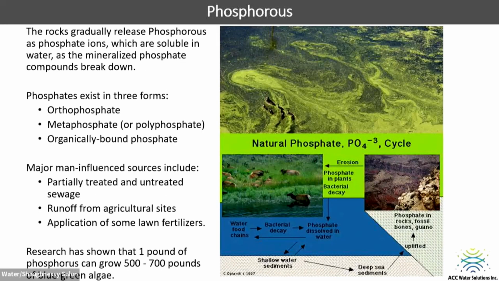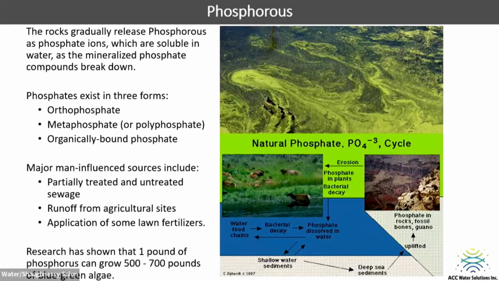Second is phosphorus. It's readily available in the natural climate, mineralized in rock format. As erosion happens, it gets dissolved into the water body. Then there is the water food chain, with bacterial decay and phosphorus dissolved in water. Everything happens, and it goes back to the sediments. Phosphorus exists in 3 states: orthophosphate, metaphosphate, and organically bound phosphate.